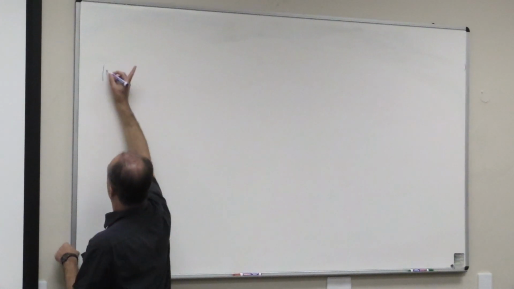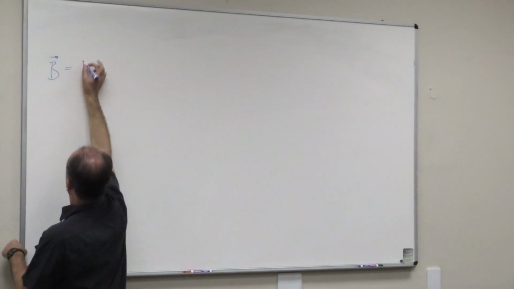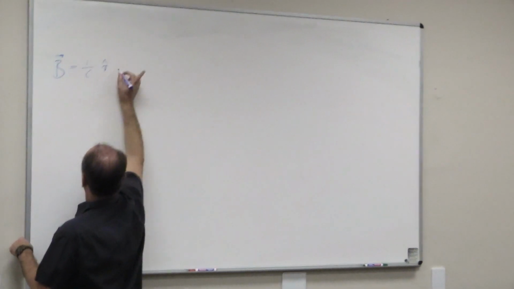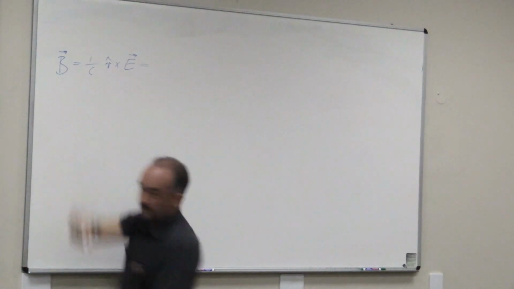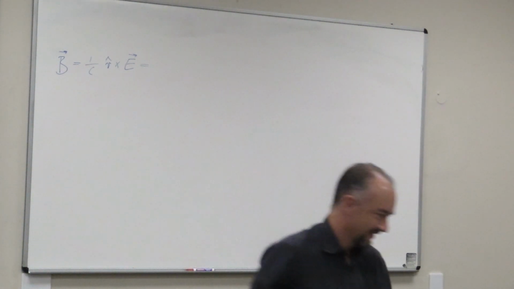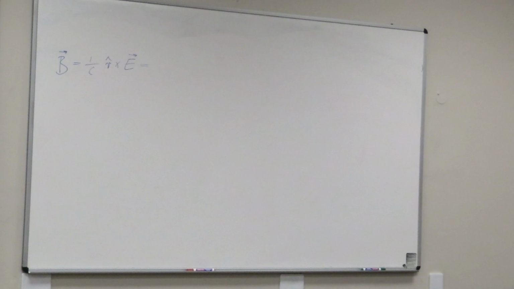Then, how do you get the magnetic field from that? I think everybody had that correct as well. Magnetic field is 1 over c r unit vector cross E.